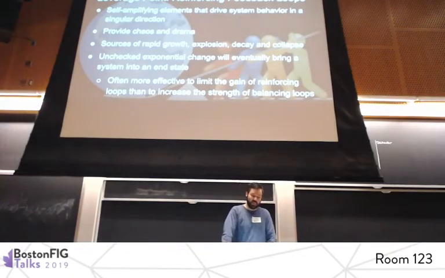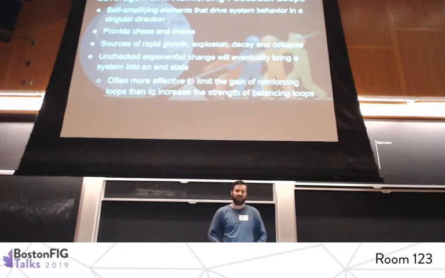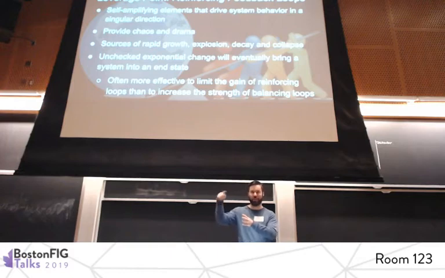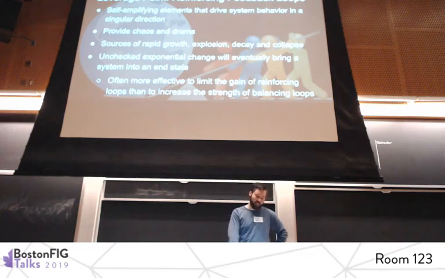Then you have reinforcing feedback loops. So these, I think a lot of us are familiar with. They're sort of these exponential situations where the system's rate of change is amplified by its value, and it creates this amplification effect where you get exponential growth or exponential collapse.